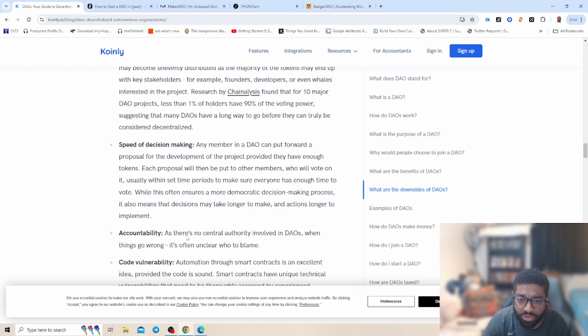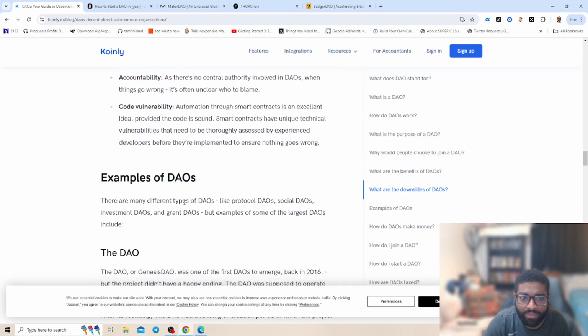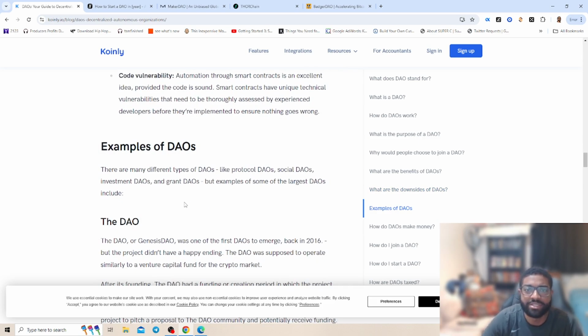Accountability. There's no central authority in DAOs, so when things go wrong, it's often unclear who to blame. And you have code vulnerability. Automation through smart contracts is an excellent idea, provided the code is sound. Smart contracts have unique technical vulnerabilities that need to be thoroughly assessed by experienced developers to make sure nothing goes wrong. So that's where getting your smart contract audited comes in, being able to look through and make sure you identify what you're looking at, interested in getting into.